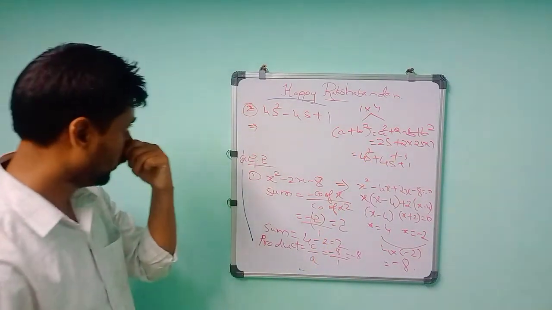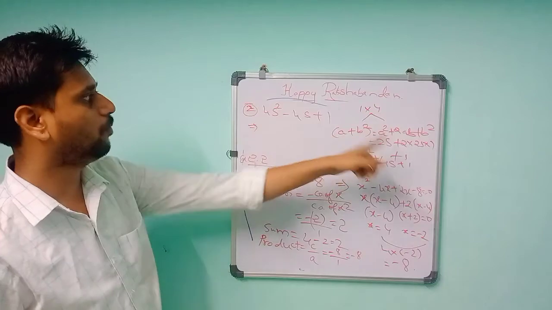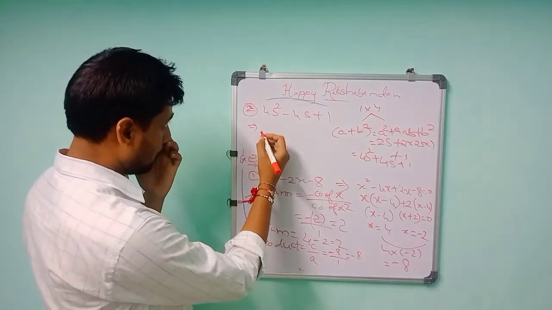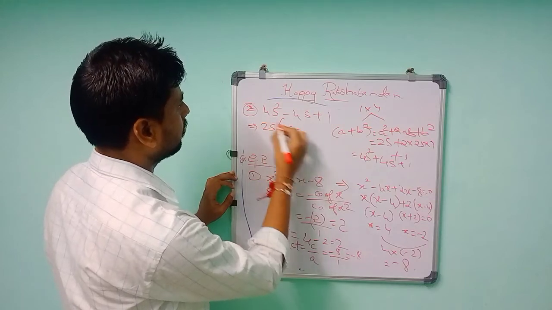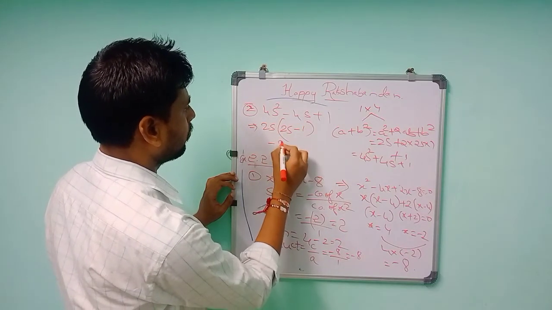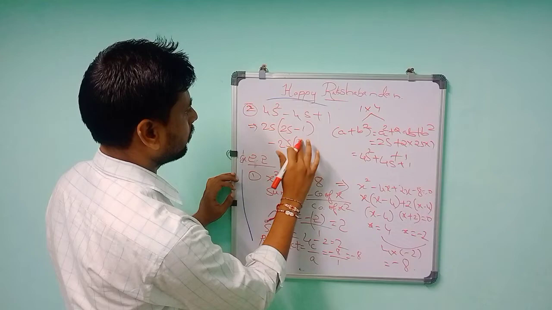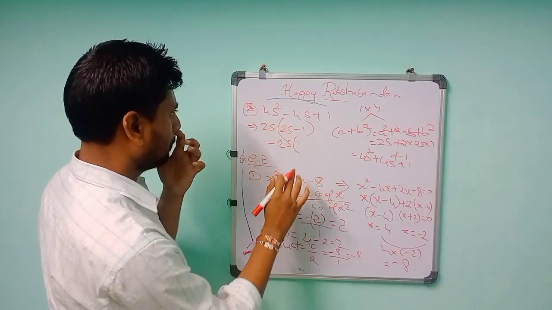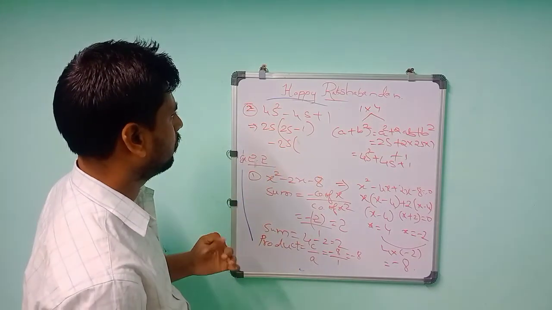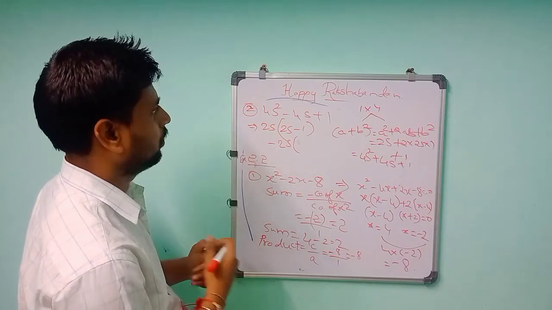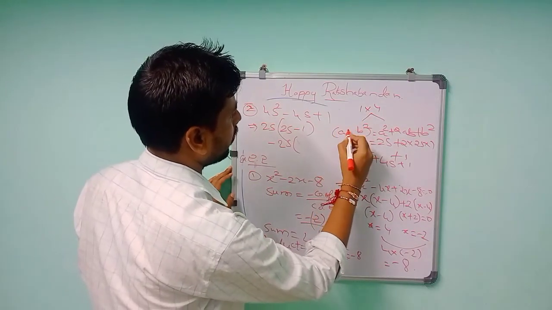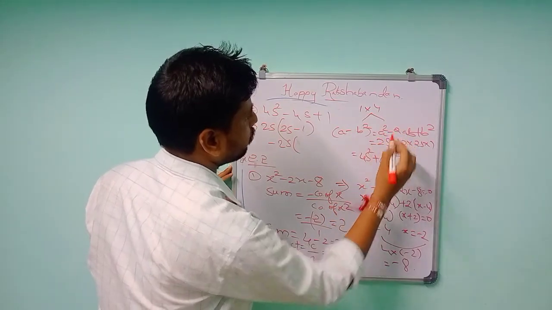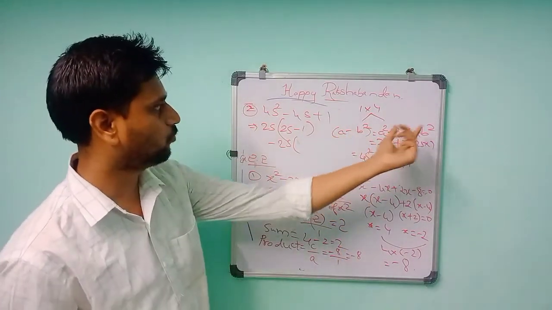4x square. So you can't split the term because it is in the form of (a plus b) whole square. So if you take 2x common here, it is remaining 2x minus 1, and again 2x common. This is minus, then also a minus b square. So it is a square minus 2ab plus b square.